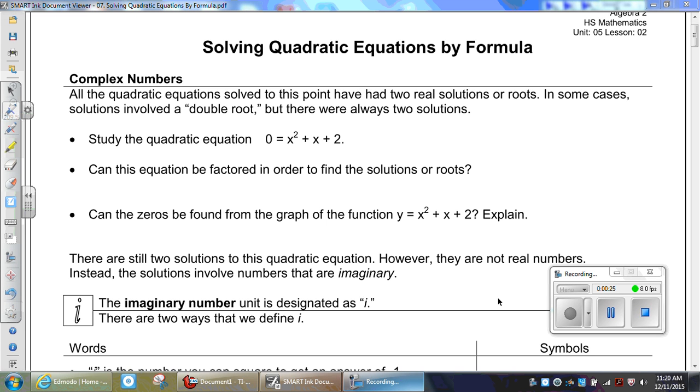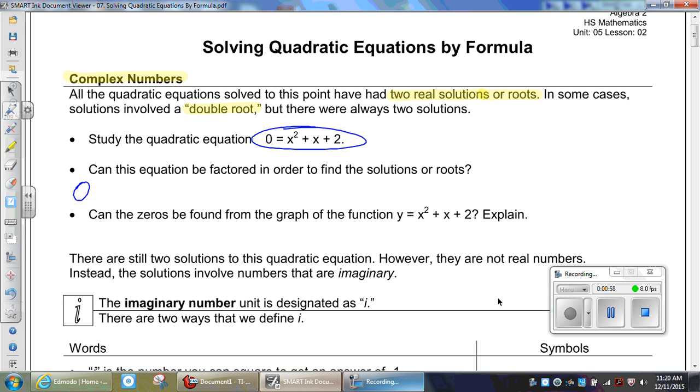Unfortunately, we cannot. So, complex numbers. All the quadratic equations that we've been solving up to this point have had two real solutions or two real roots, and in some cases we had a double root, the same root or solution repeated. But they were always two solutions. Now, if we look at the equation listed here, let's answer the questions for that one. Can this equation be factored in order to find the solutions or roots?